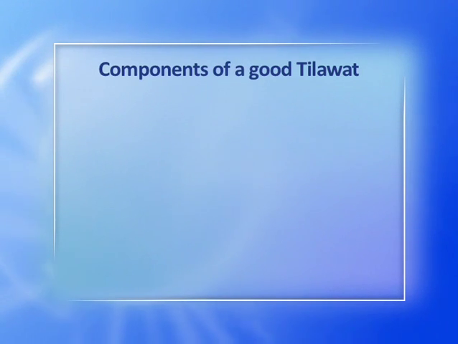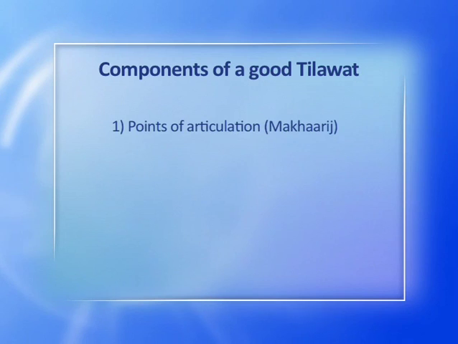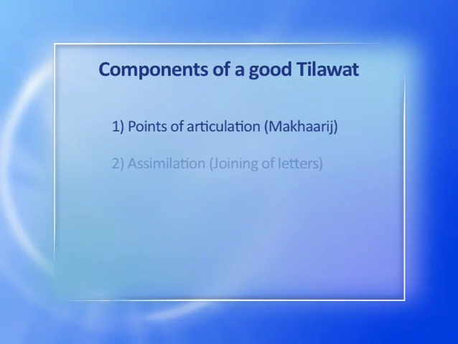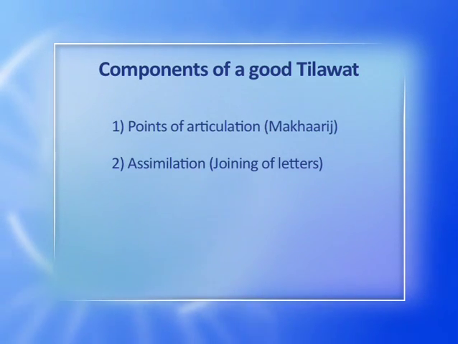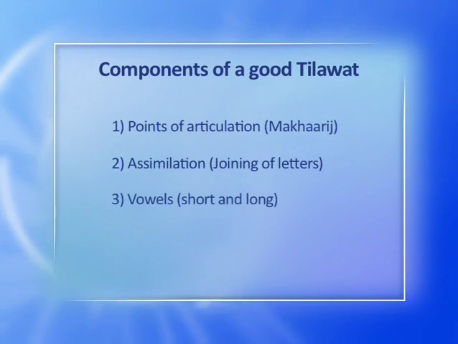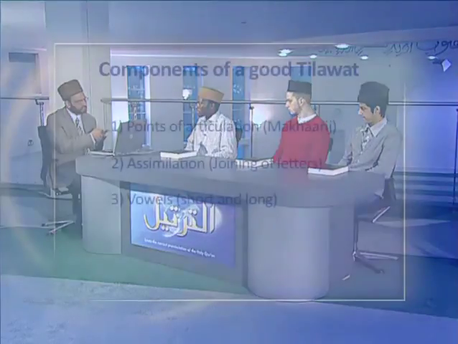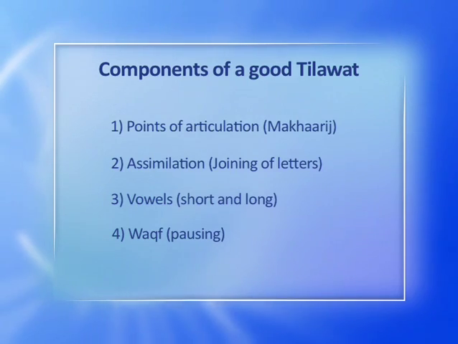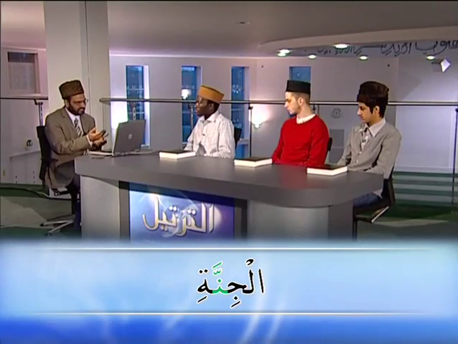Remember that a good tilawat has 4 components. First of all is points of articulation, makharij, exit points of the letters. Then assimilation, the joining of 2 letters, 2 words. And then you have vowels, elongation, a smaller elongation or a longer one. I told you about the huruf al-madda, or the 3 basic strokes, fatha, kasra, dhamma. And the 4th component is waqf. Where to start and where to waqf, and how to waqf, how to make pause. Okay. So in this al-jinnati, this is ta marbuta, and in waqf, these 2 dots are eliminated. They are not pronounced. The last one, an-nas.